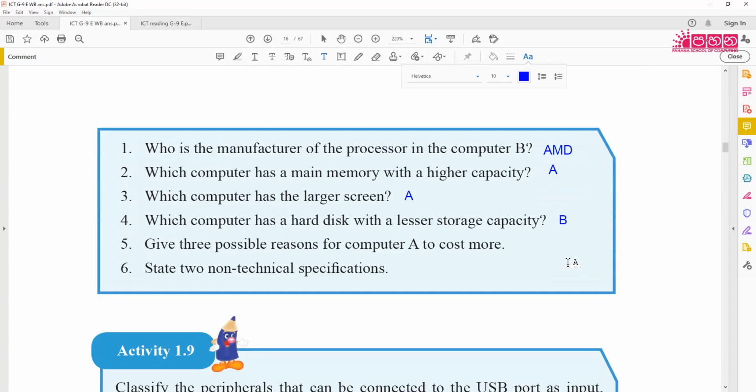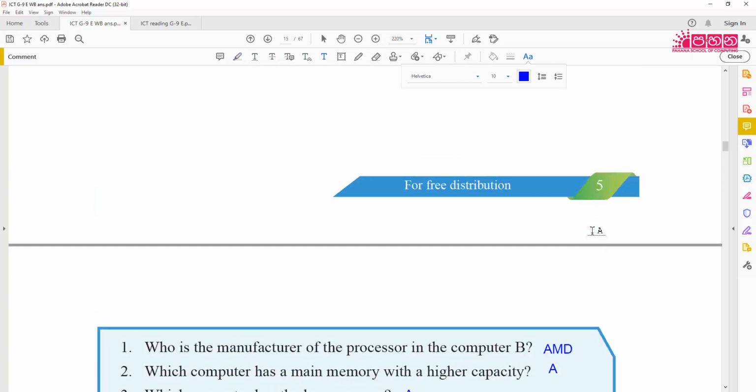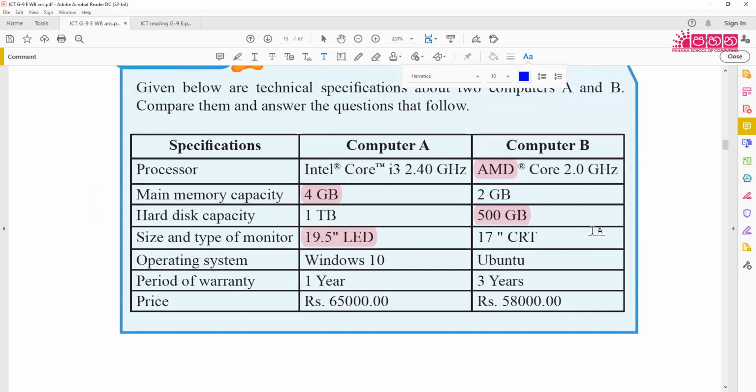Right, fifth one, I hope you can answer for the fifth one. Give 3 possible reasons for computer A to cost more. Now, when you compare the two computers, you see that computer A is more expensive than computer B. We need 3 reasons for that.